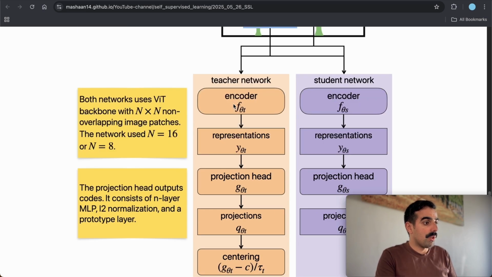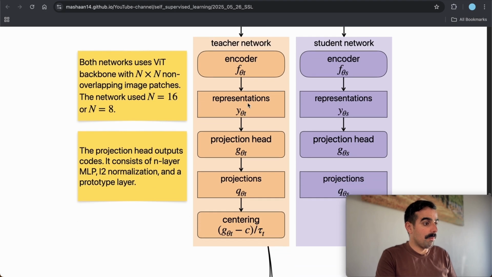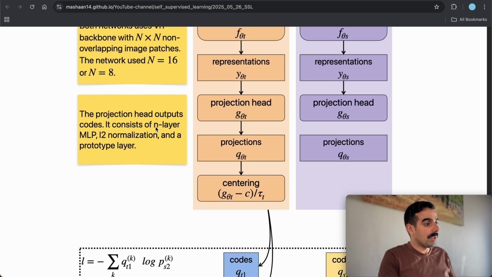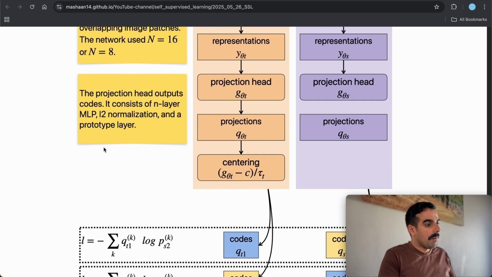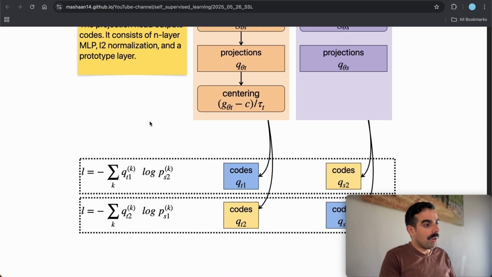So we pass these through the ViT encoder to get the representations, then a projection head, which consists of the previous architecture, an N-layer MLP, but they added L2 normalization and a prototype layer. So you cast the images into a number of prototypes. You assign images into a number of prototypes. But here is another contribution of DINOv2: they are centering the teacher output before comparing it with the student output.